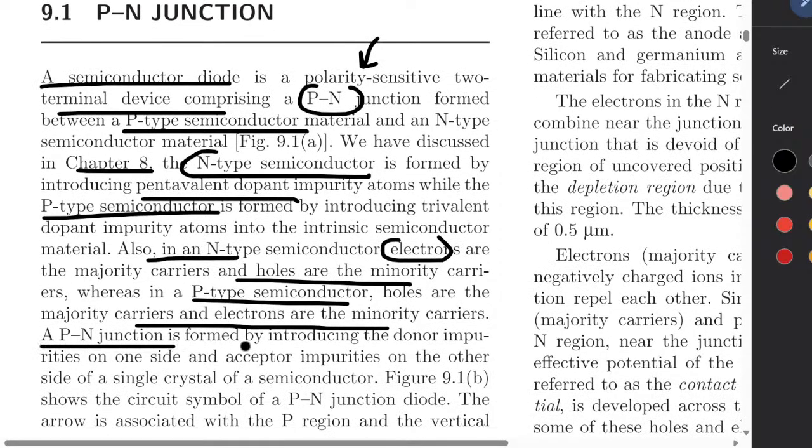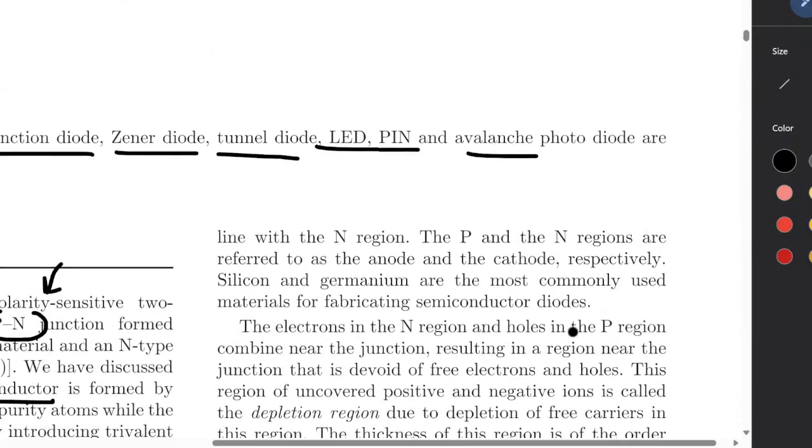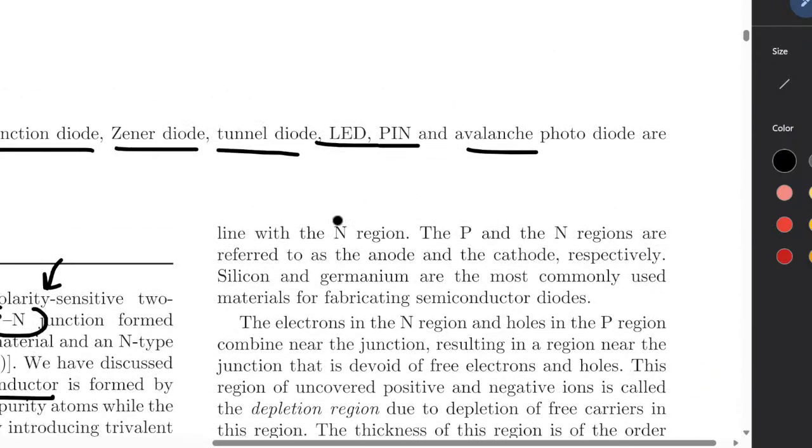So a PN junction is formed by introducing donor impurities on one side and acceptor impurities on the other side of the crystal. The arrow is associated with the P region and the vertical line with the N region. The P and N regions are referred to as the anode and cathode respectively. Silicon and germanium are most commonly used for fabricating semiconductor diodes.